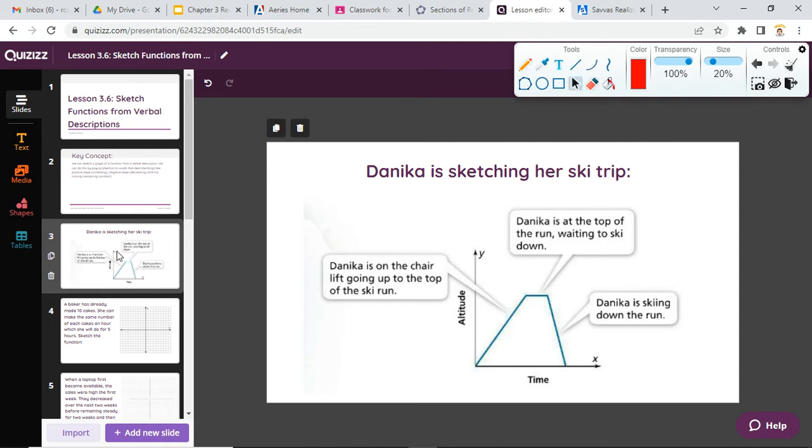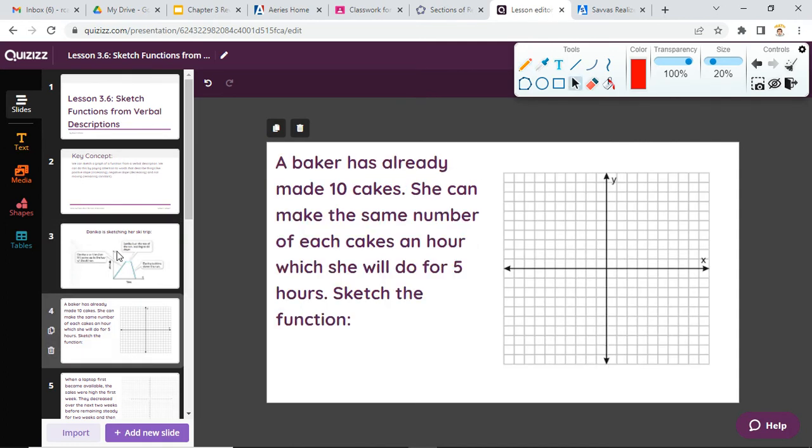Now let's go into doing one on our own. A baker already has made 10 cakes. She can make the same number of cakes an hour, which she will do for 5 hours. Sketch the function. All right, so my y-axis here is going to be the number of cakes, and my x-axis is going to be time.